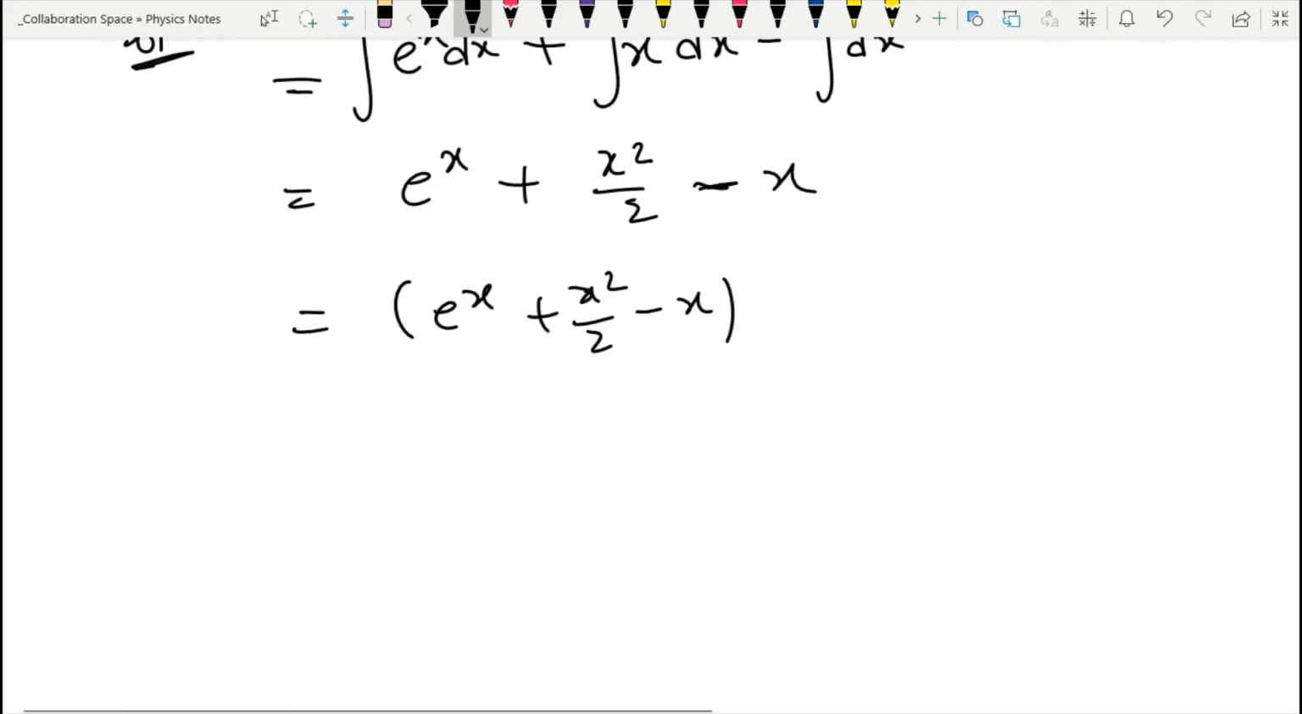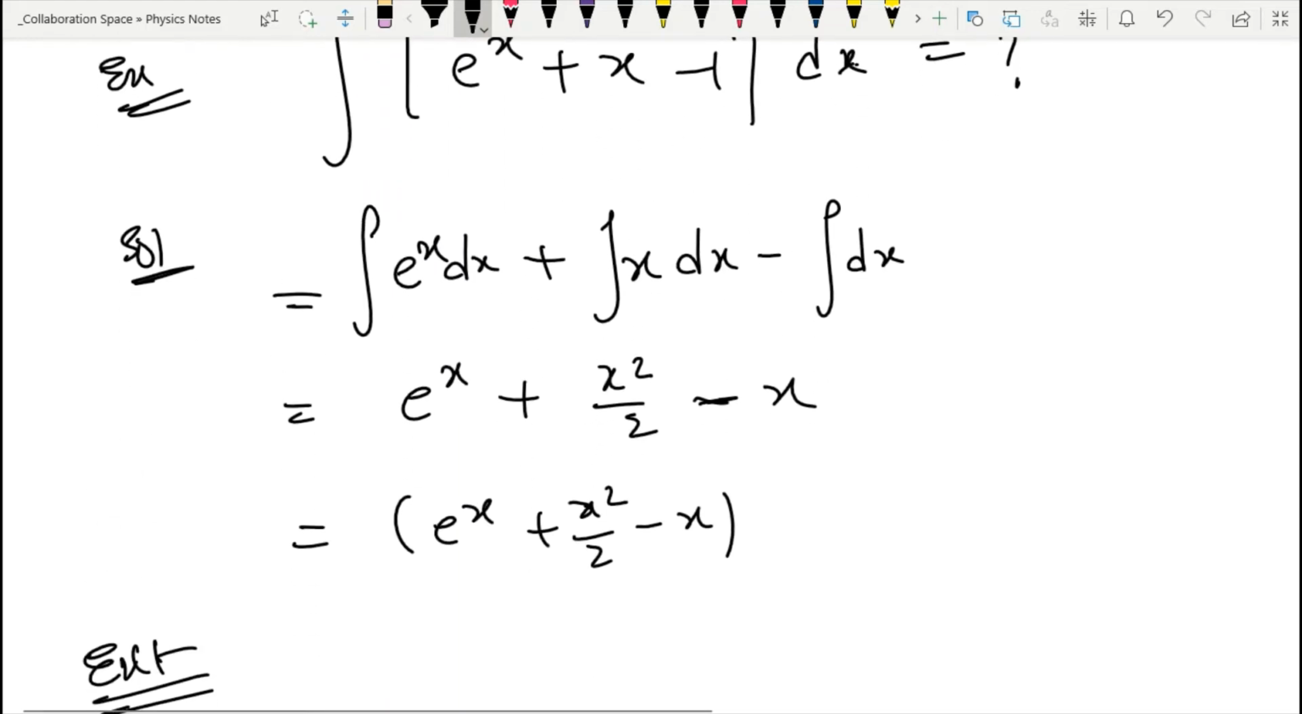Next, another one question. Example. Integration of e power x dx is e power x plus c, right? So just I am placing that c here. Any problem? No, sir. Got it, sir.